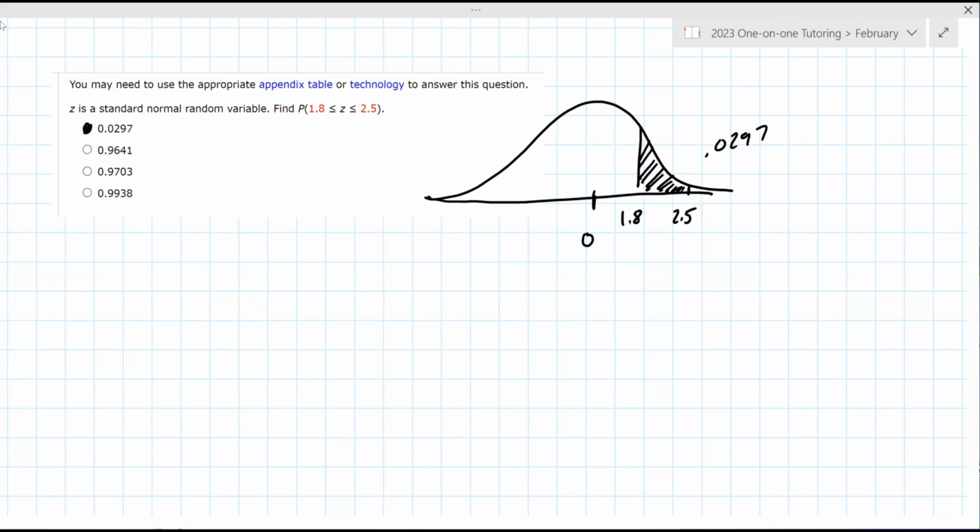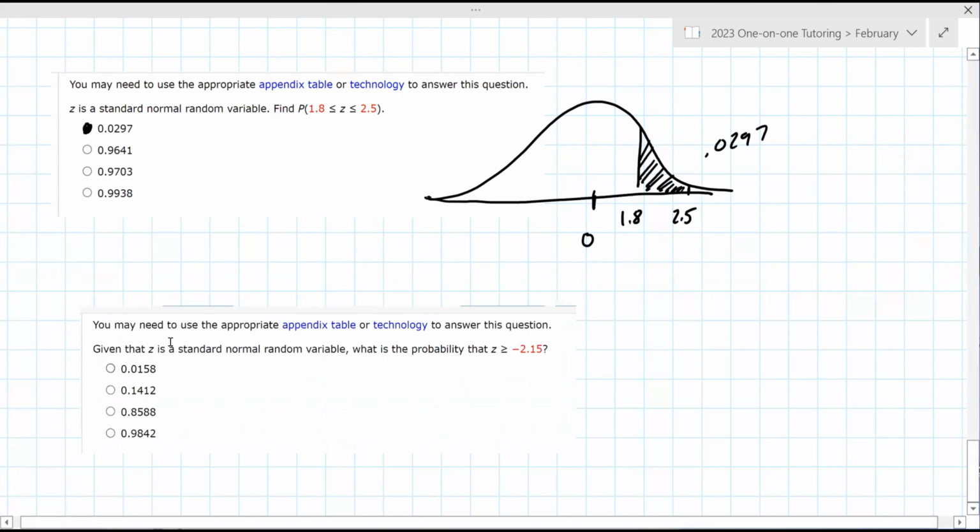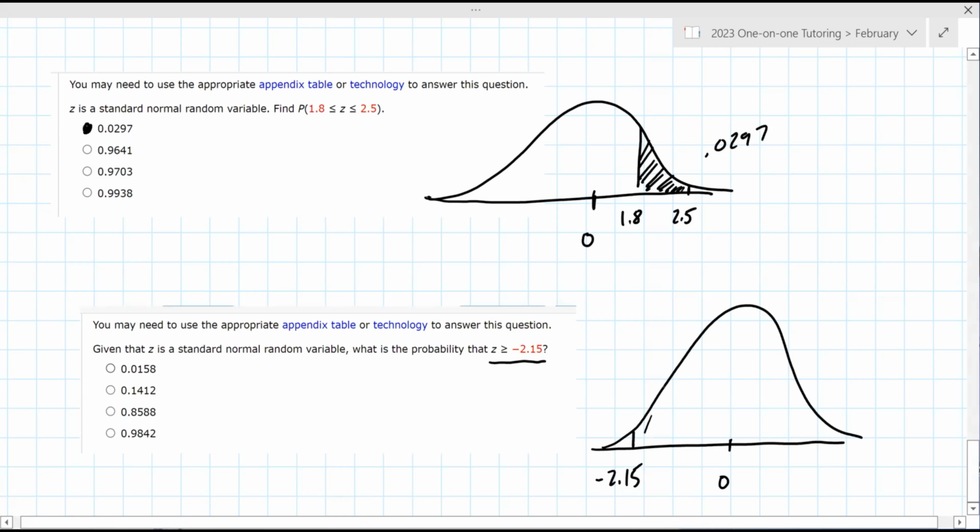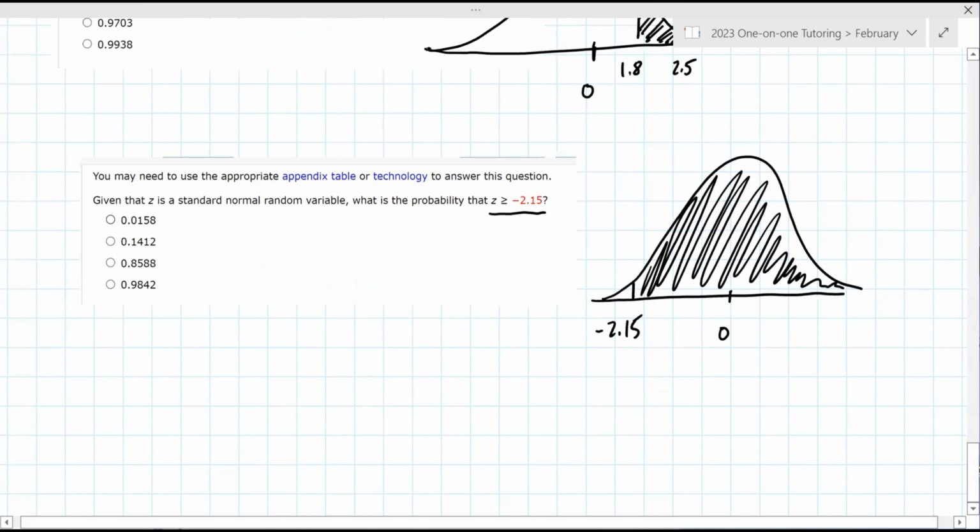All right, so now in the next one here, it wants to find the probability that Z is greater than negative 2.15. So again, 0 is right in the middle, negative 2.15, we'll just say it's right there. They want to find the area, everything to the right of that. When we went to your TI 83 or 84, you had to provide the lower, the upper, the mu, and the sigma. Is that right? Yes. So the lower is going to be this minus 2.15.